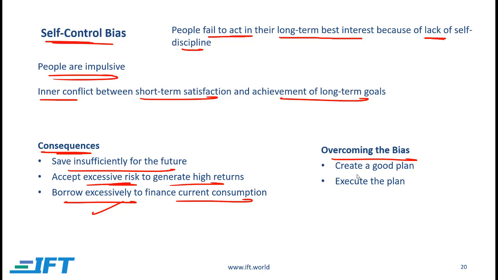How do we overcome the bias? One strategy is to create a good plan and then basically stick to that plan. So rather than responding to impulses, we work with an expert to come up with a good plan and then stay on that plan.